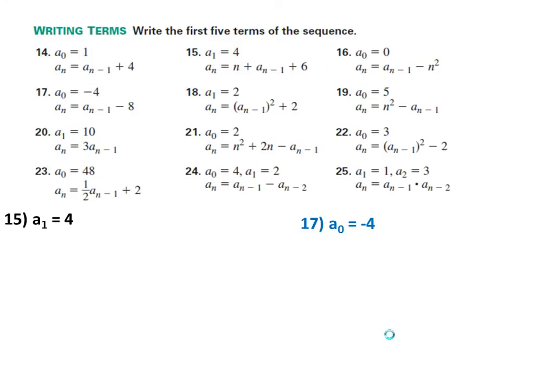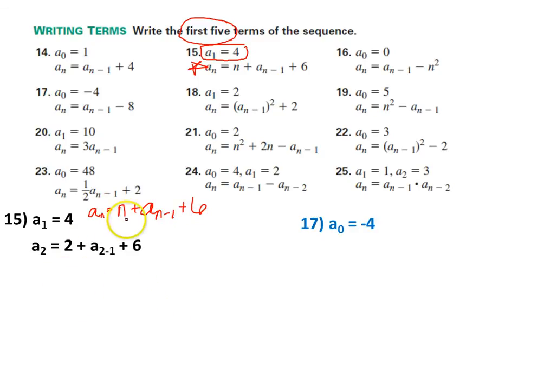Now, let's look at the next couple. Write the first 5 terms. Okay, so now let's do some examples. Number 15. They give us the first term. Okay, so we write it out. A sub 1 is 4. And then everything after a sub 1 has to follow this pattern. Okay, so after a sub 1, everything else is n plus a sub n minus 1 plus 6.